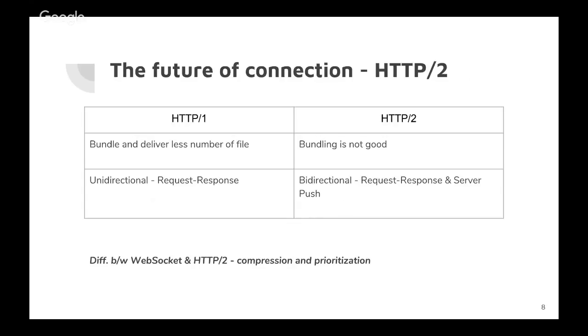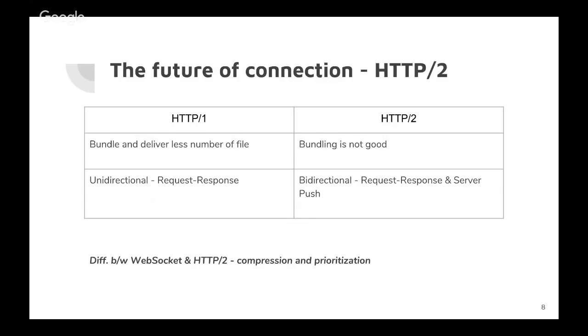And what are all the good things about HTTP2? So the first thing is you don't have to bundle anything, because the reason we were bundling in HTTP1 is that queuing mechanism and the limitation that the browser cannot make more than a certain number of calls. In the case of Chrome, it cannot make more than 6 calls per domain.